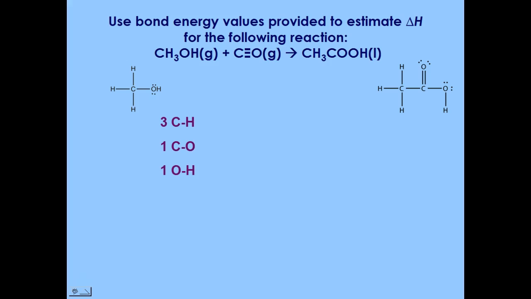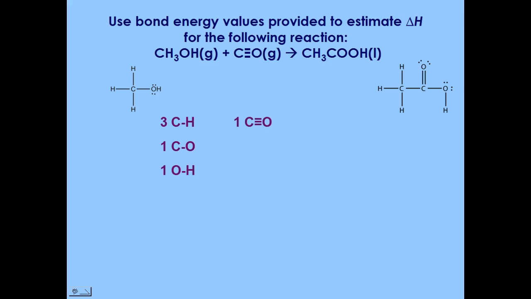So those are the types of bonds that we have present in methanol. I usually like to list the types of bonds because if I see something that is both being broken and then being formed, the energy change is a wash, and I can kind of cancel those out. We also have the carbon triple bonded to oxygen in carbon monoxide.